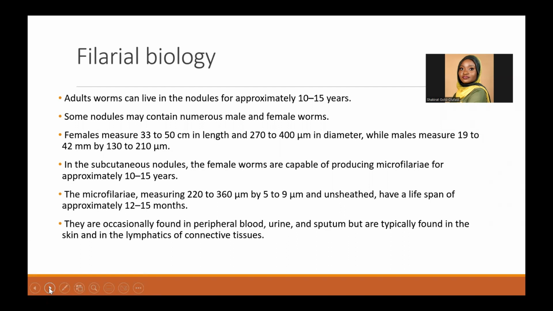And these worms can circulate in several body tissues and body fluids to cause the pathophysiology that we see, particularly in the eyes and in the skin.